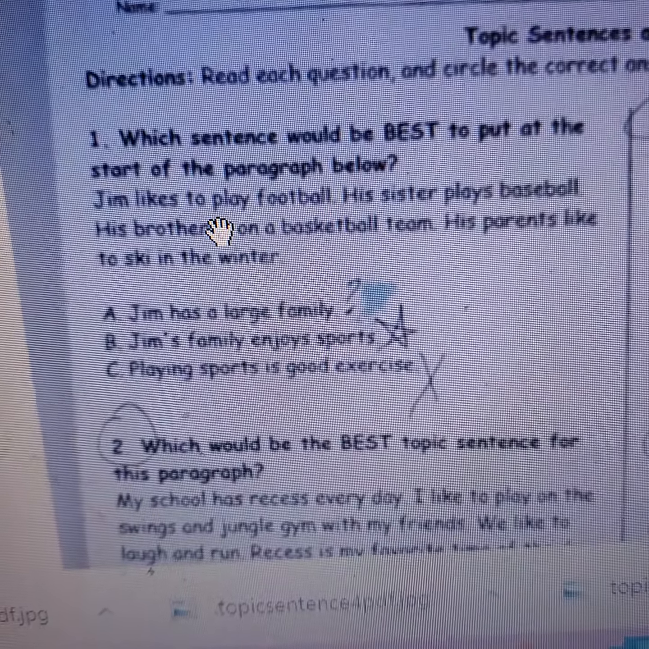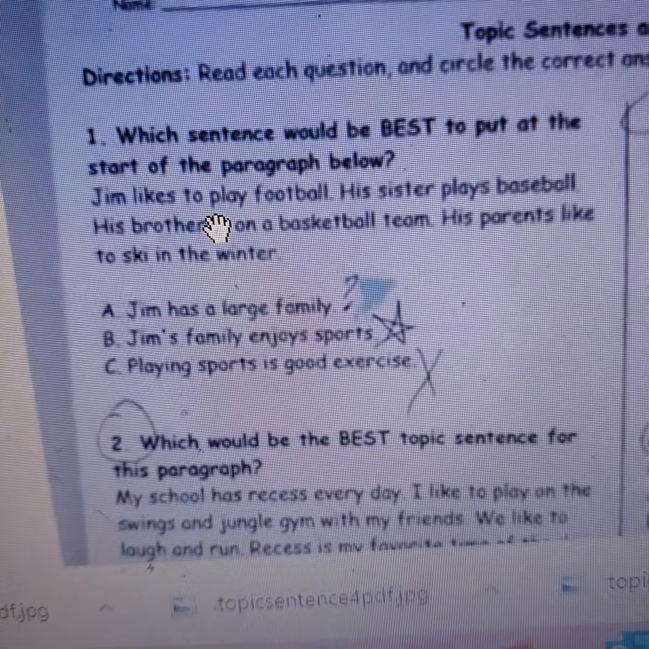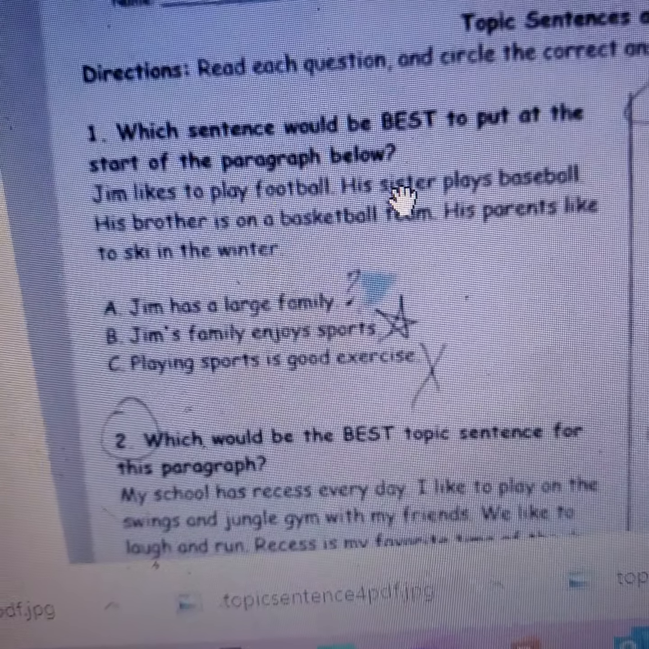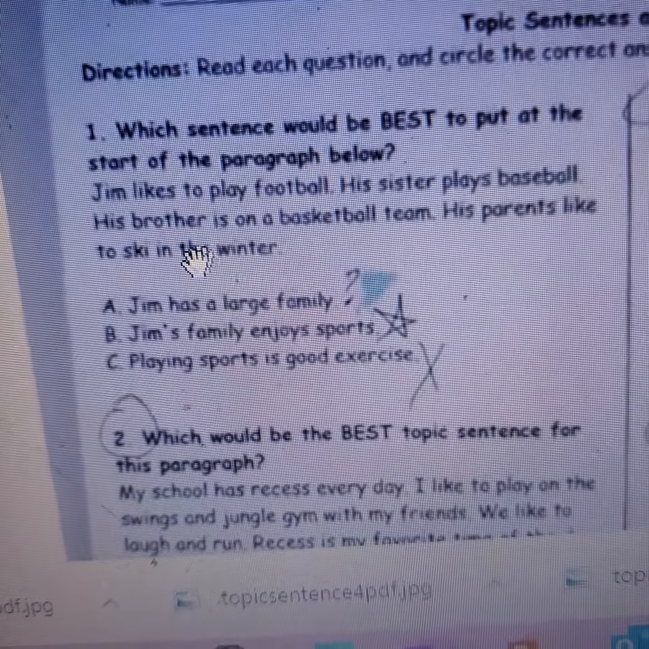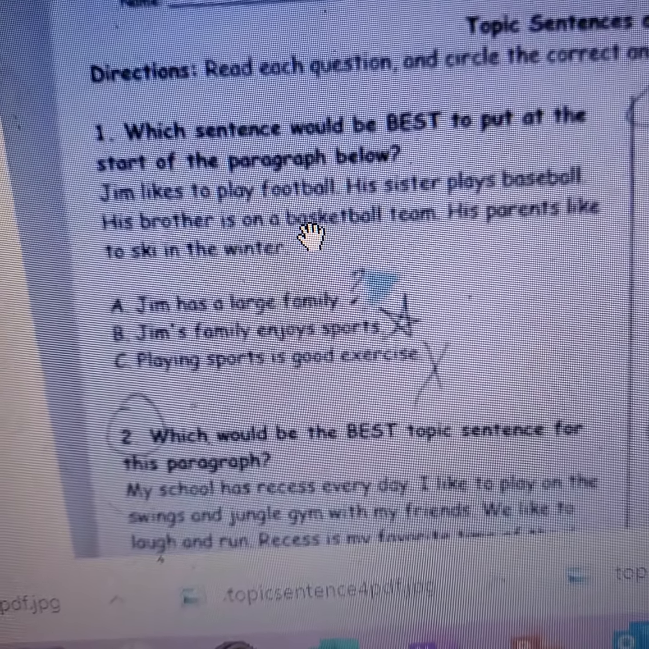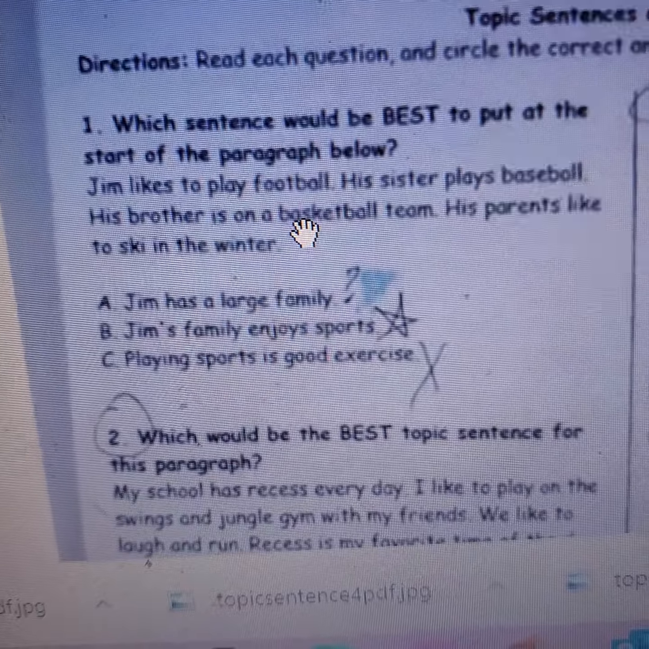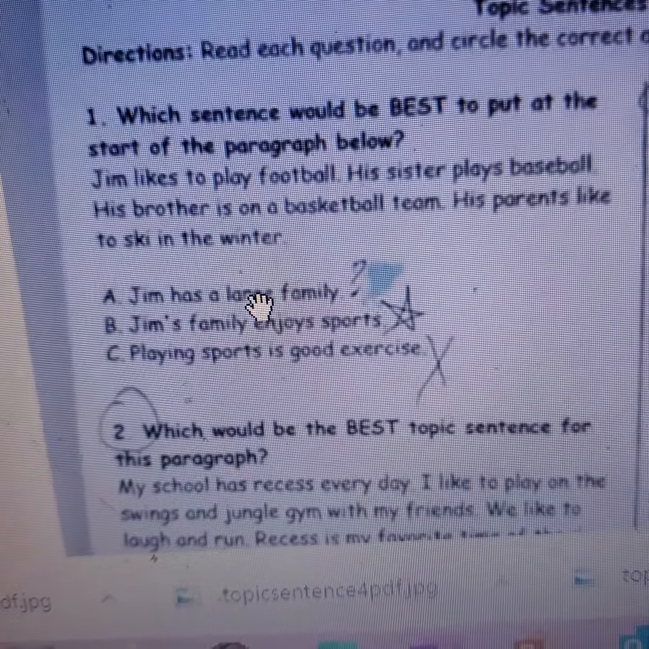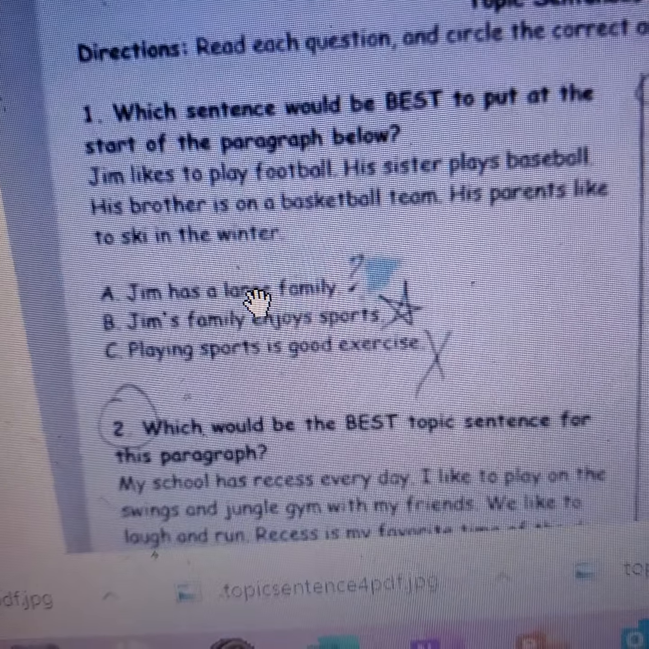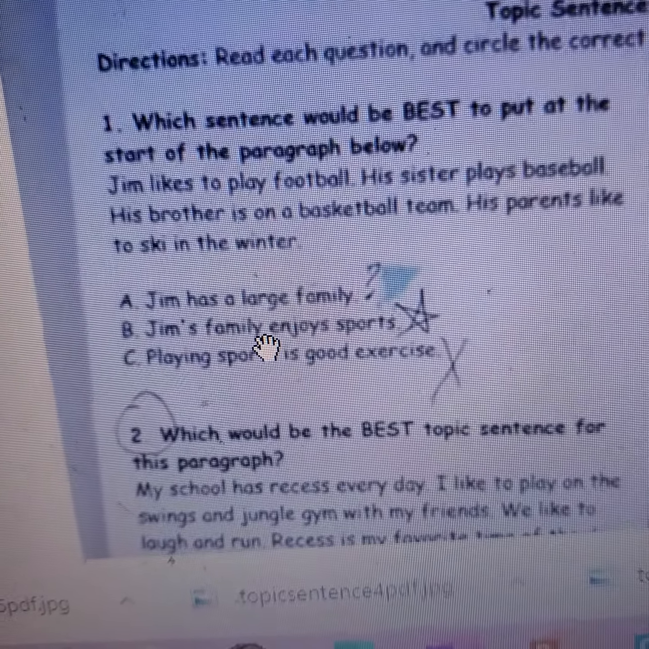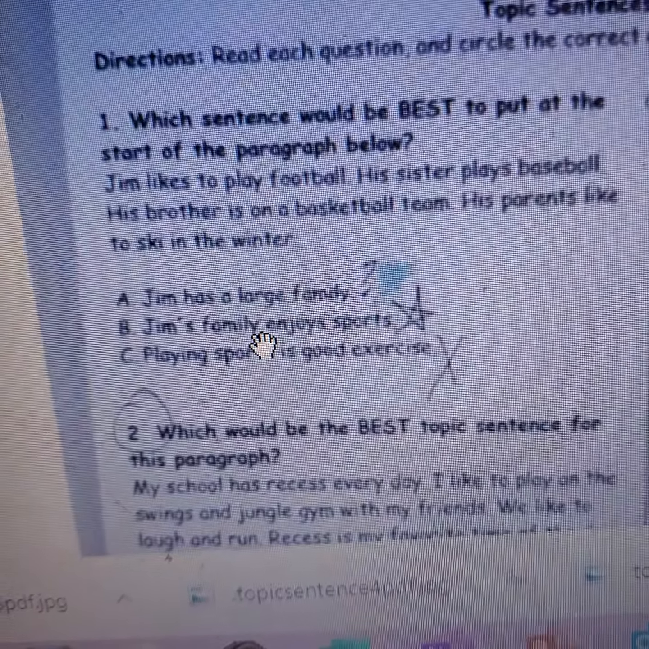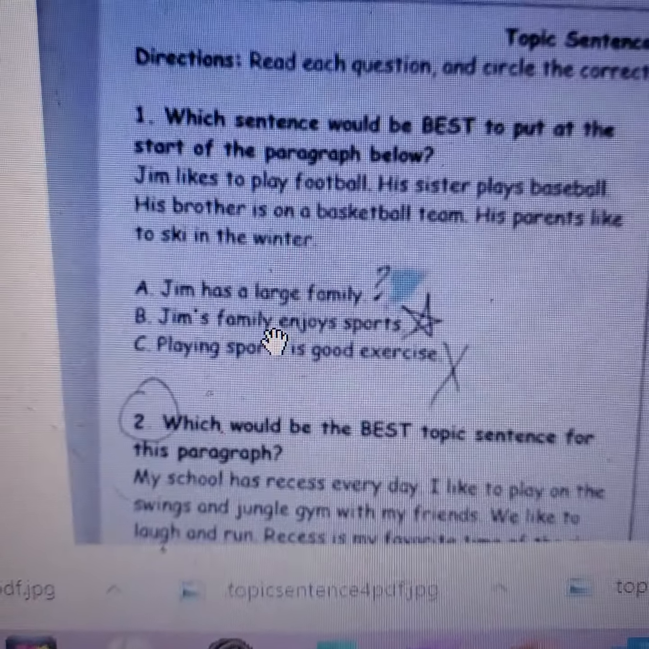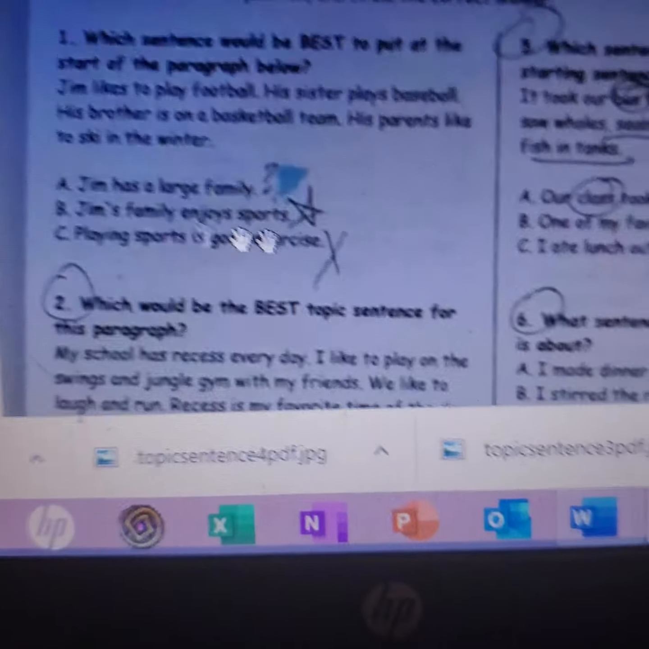If we notice that every time a certain word appears more than once, that is a keyword. Jim, football, sister, baseball, brother, basketball, parents, ski. So we have Jim and his family and different sports that they like. While it does say that he has a large family, what is being said at the beginning indicates what the rest of the paragraph will be about. Jim's family enjoys sports.